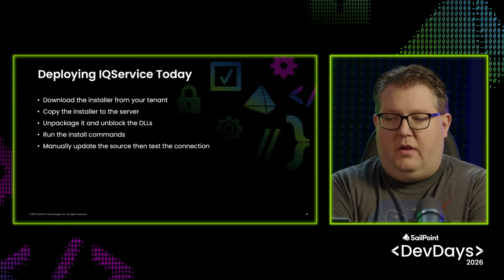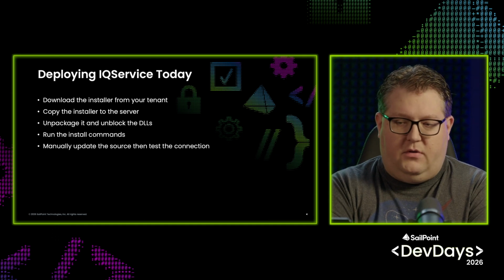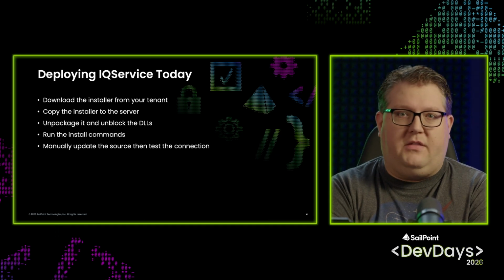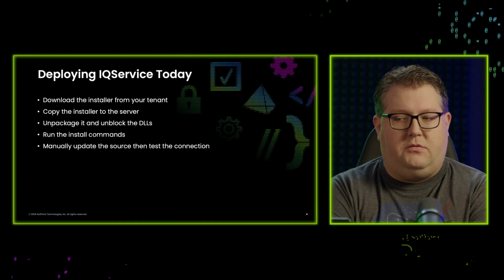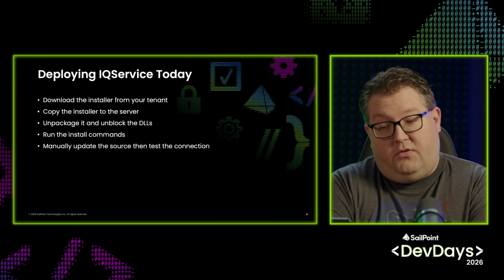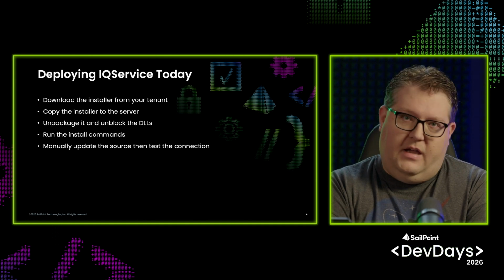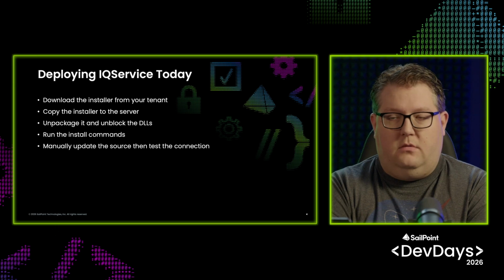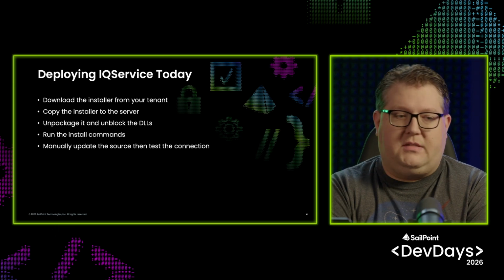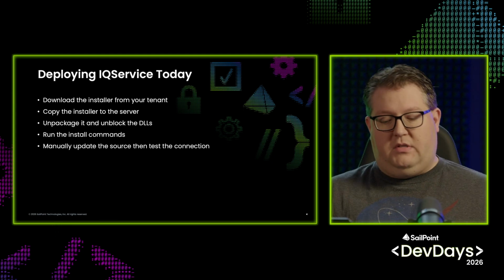Right now, deploying IQService can be kind of clunky. You have to download the package from the tenant. You have to copy it to your server. You have to unpackage it. Hope you remember to unblock the DLLs because Microsoft likes to try to save us from ourselves. You have to run the install commands. It needs to be run as an administrator. Hopefully you remembered that too. And then you have to go back to your ISC tenant. You have to manually update the connection parameters in there. You have to test the connection, make sure you get a green light. It's kind of clunky, but what if I told you there's a better way?